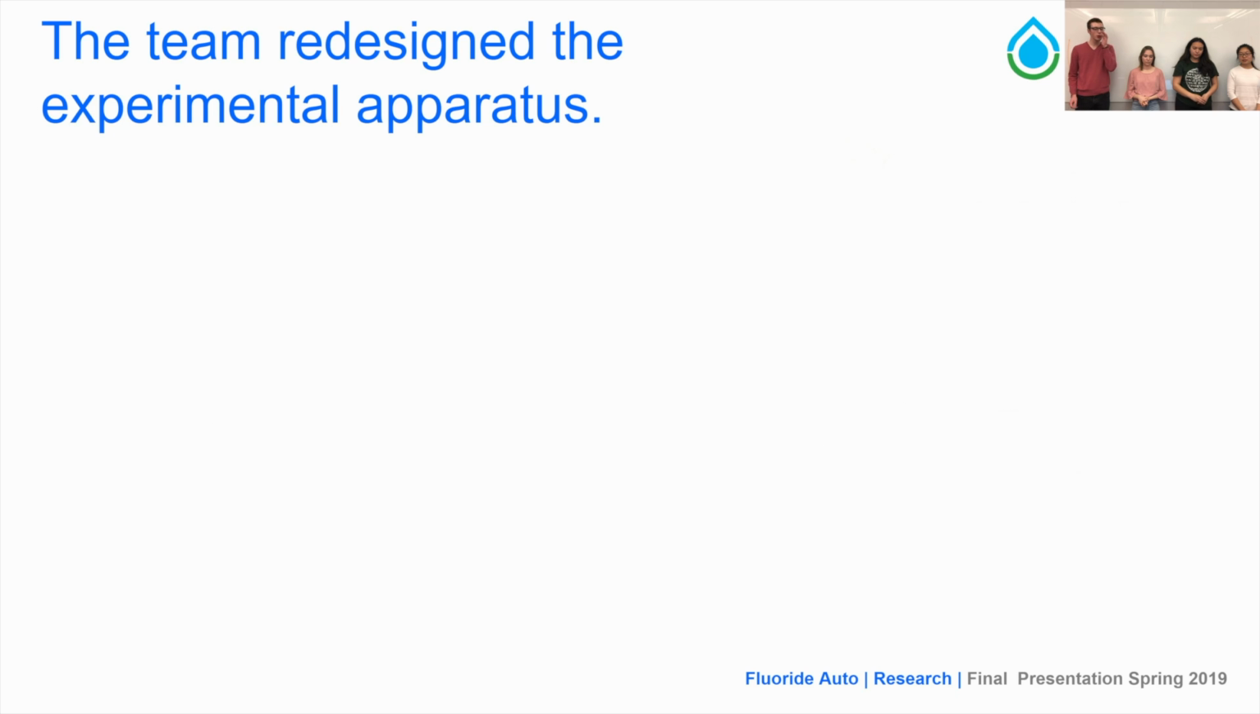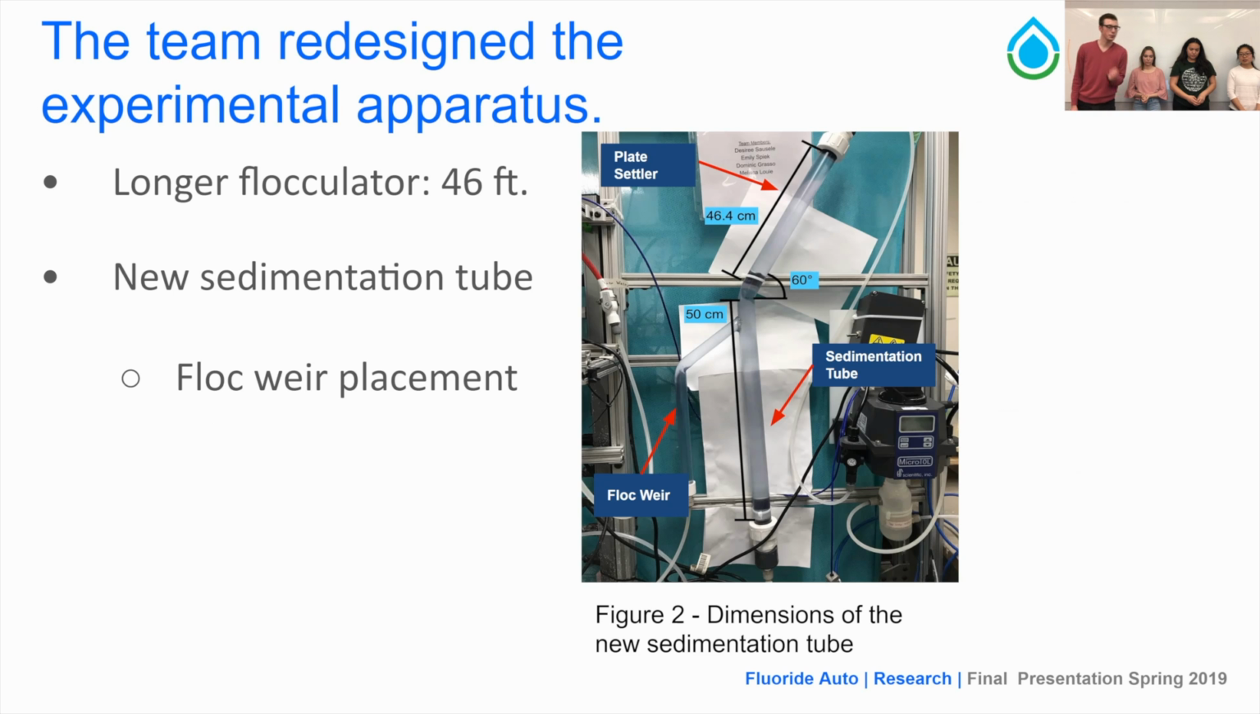So in order to achieve this goal, the team first had to redesign our experimental apparatus. One of the first changes we made was extending the length of our flocculator tube. The flocculator tube is where polyaluminum chloride and fluoride interact and coalesce together. And by extending it by about 2 feet this semester, we were able to provide a longer residence time for the water in which the two could react together and more effectively and more efficiently form flocks.